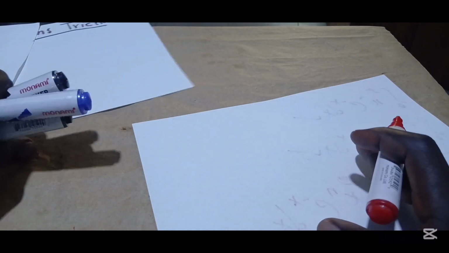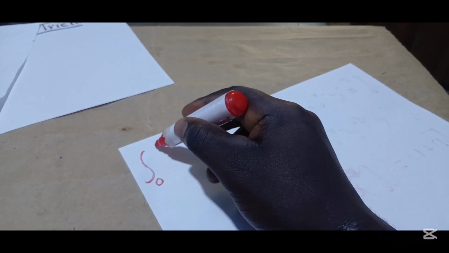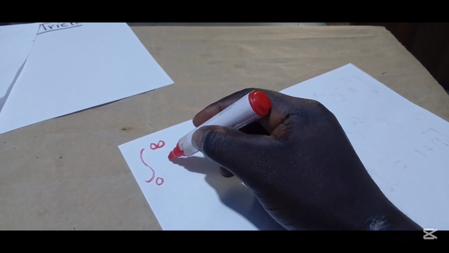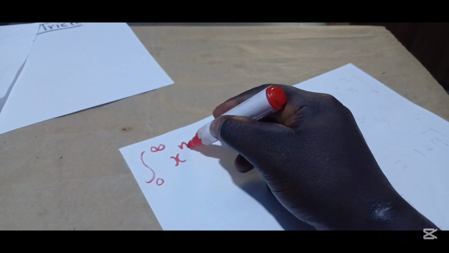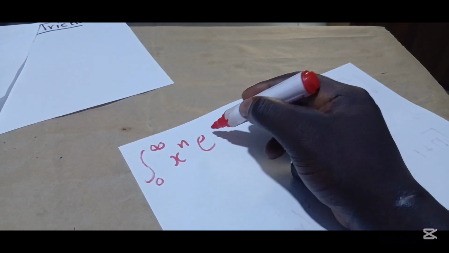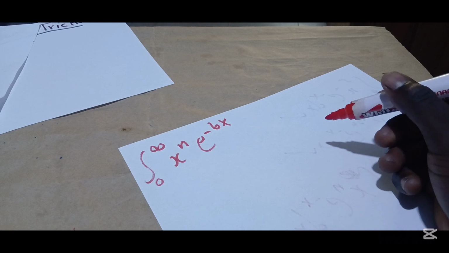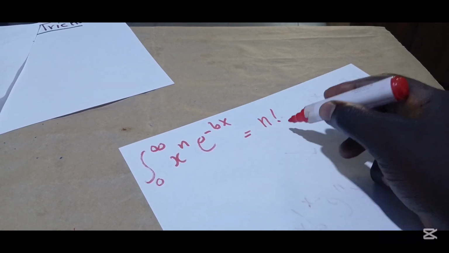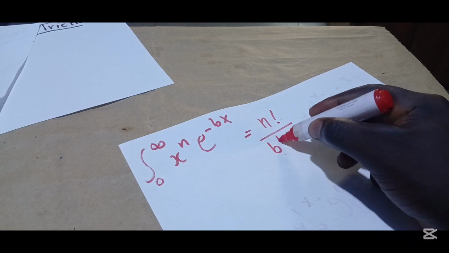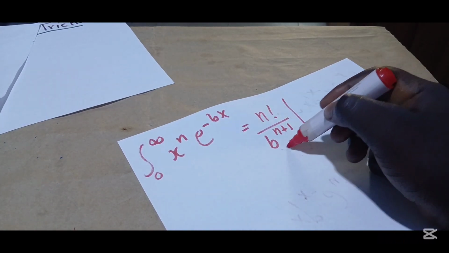So now let's continue with the trick. We know that for gamma functions, the limit of the integral is from 0 to infinity x to the power n and e to the power minus bx. The shortcut formula to solve this is n factorial all over b to the power n plus 1. So this is a shortcut formula that we are going to be using.